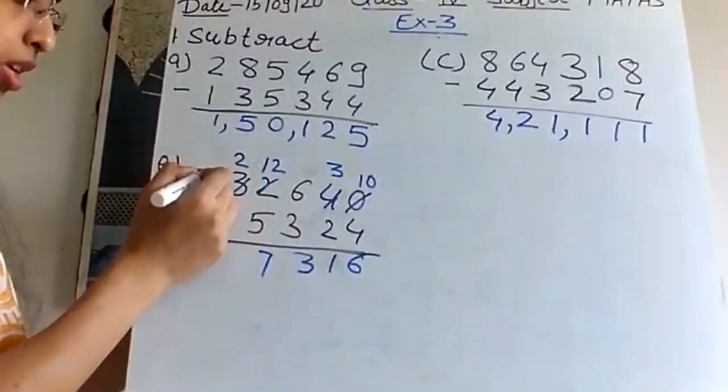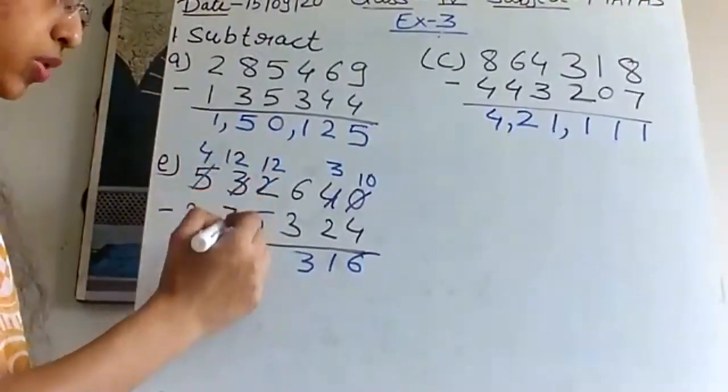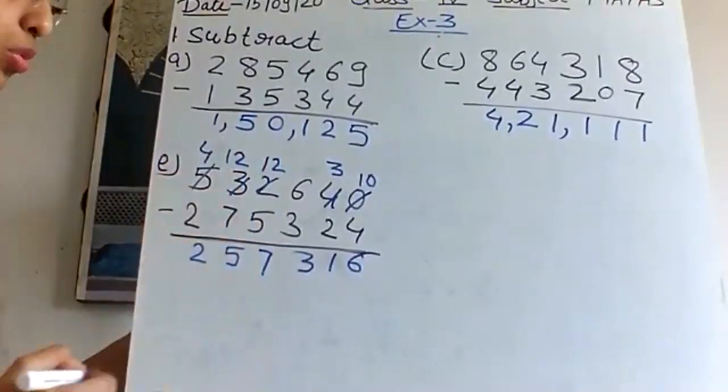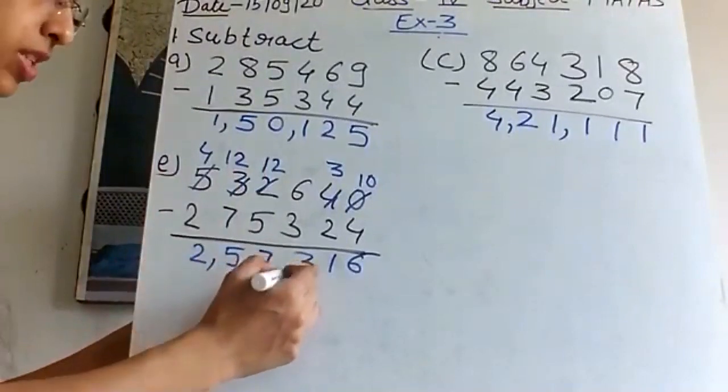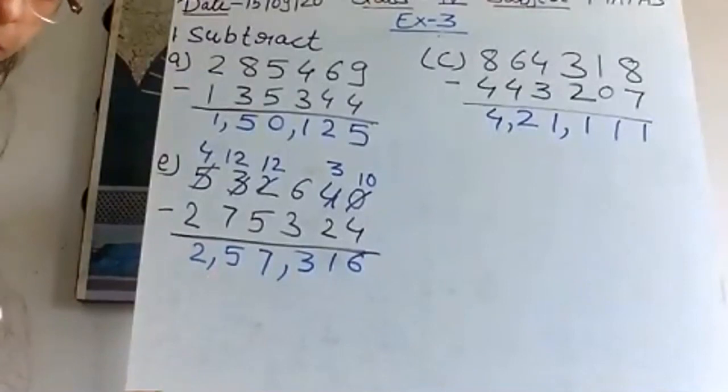This 2 will take carryover from 5. So 5 will become 4 and 2 will become 12. 12 minus 7 is 5. 4 minus 2 is 2. So our answer is 2,57,316. Okay.